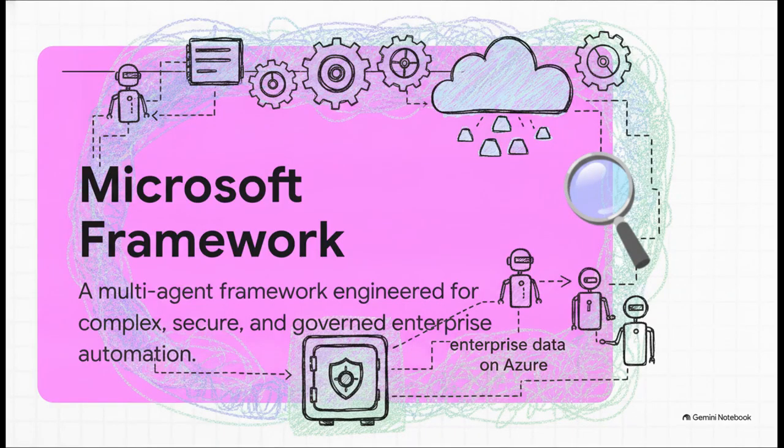Now, on the completely opposite end of the spectrum, we have the Microsoft Agent Framework. This framework is purposefully engineered for regulated industries and massive organizations that need intricate knowledge-driven automation. It lets you orchestrate specialized agents that collaborate seamlessly, and it relies heavily on Semantic Kernel for highly secure plumbing right into your enterprise data on Azure.